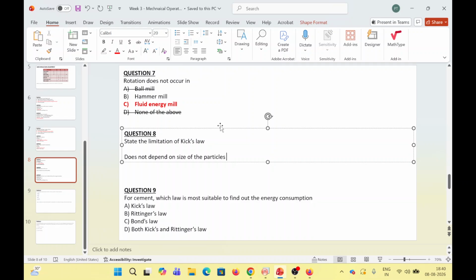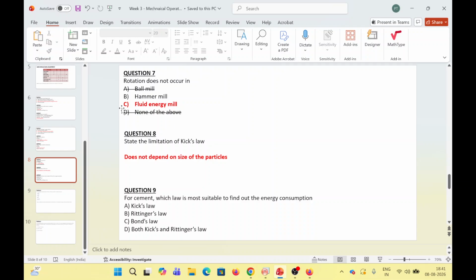Now, I hope no doubts in this. This is a straightforward one. Somebody rightly said it does not depend upon the size of the particle. Obviously, you can also put another limitation that the mechanical losses are not being considered, but this one is primarily for Kick's law. So it does not depend on the size of the particles. So shall we move towards the next one?